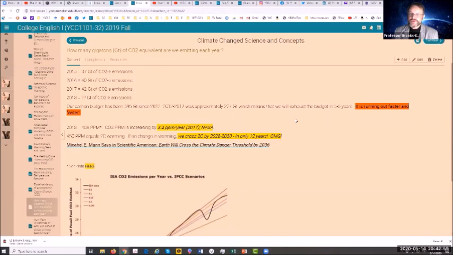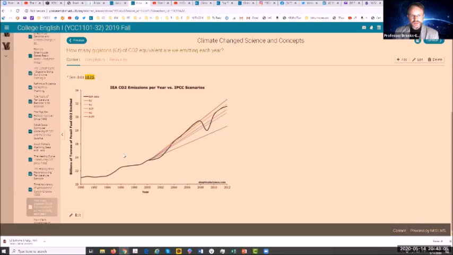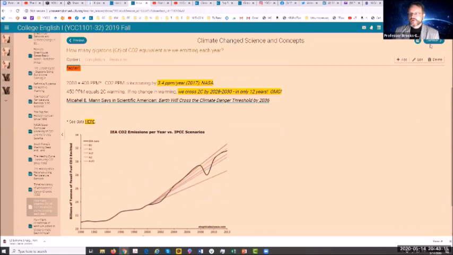And you can see this is an IPCC chart, which is showing carbon, I think it's CO2 emissions, not equivalent. So, moving on.